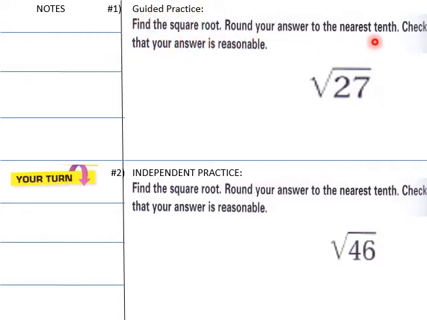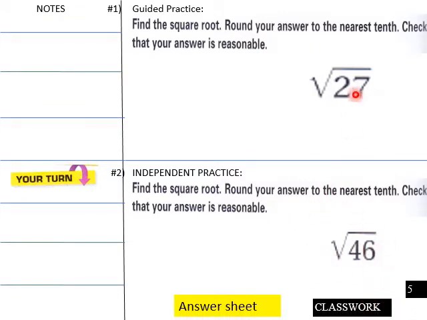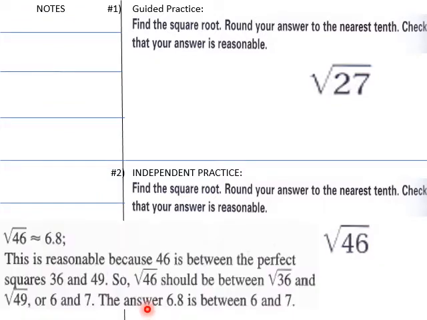Okay, I've got it practice here. Find the square root, round your answer to the nearest tenth, and check that your answer is reasonable. So that means use a calculator. Use a calculator here as well. By using a calculator for both of these, teachers, wait on your students about 3 to 4 minutes. Then come up with this here for independent practice.